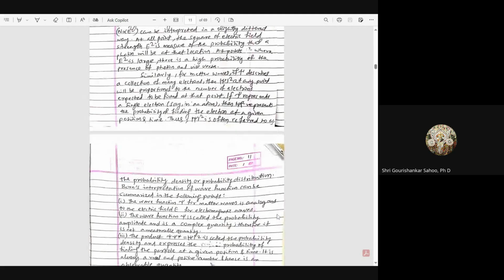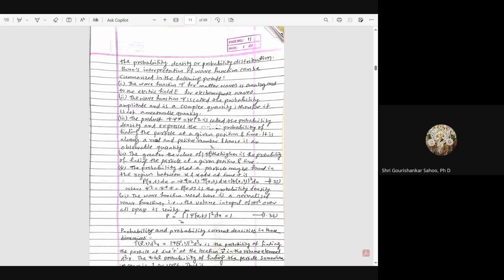So psi square is often referred to as the probability density or probability distribution. Max Born's interpretation of the wave function can be summarized as follows: the wave function psi for matter waves is analogous to the electric field E for electromagnetic waves. The wave function psi is called the probability amplitude and is a complex quantity. Therefore, it is not a measurable quantity.